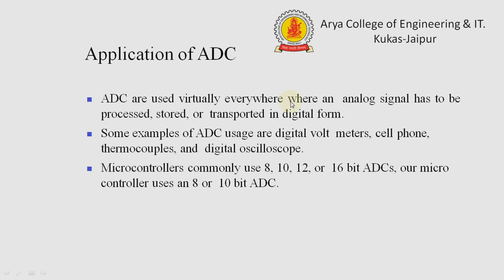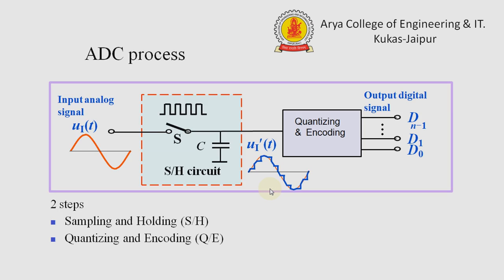ADCs are virtually everywhere where an analog signal has to be processed, stored or transported in digital form. Some examples of ADC uses are digital voltmeter, cell phone, thermocouples and digital oscilloscope. Microcontrollers commonly use 8, 10, 12 or 16-bit ADC. Our microcontroller uses an 8 or 10-bit ADC, and this shows the ADC process.